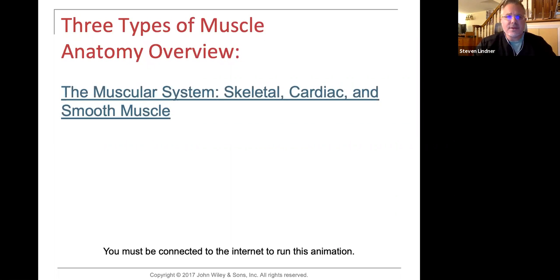I want you to make sure that you go through these links. We don't have to use class time to do this, but these are more interactive links, very short video tutorials that go through this. So just make sure you have Wi-Fi connection when you click on those.